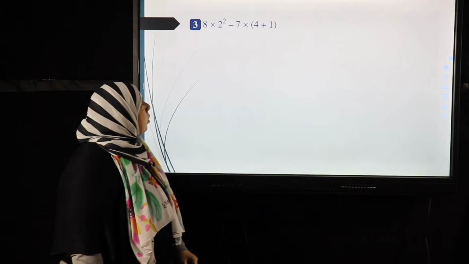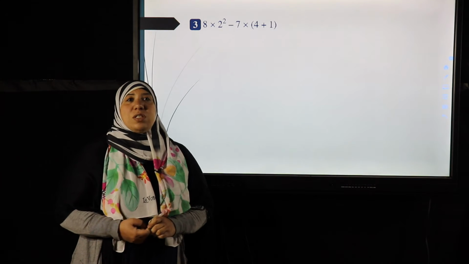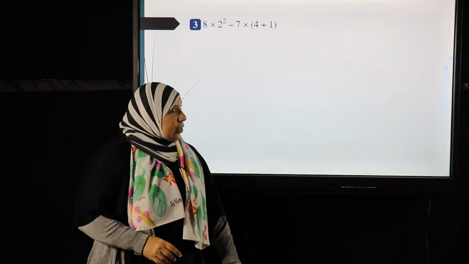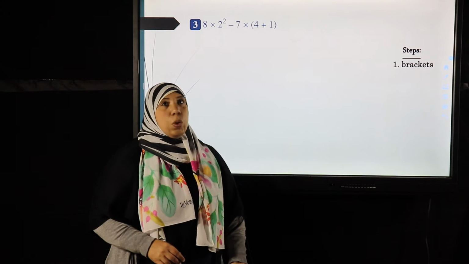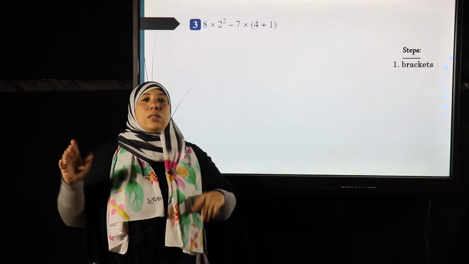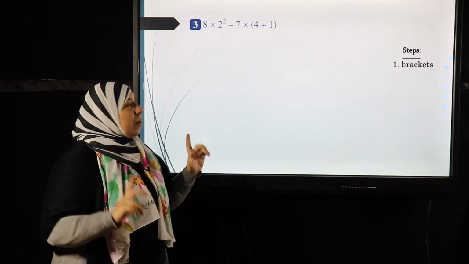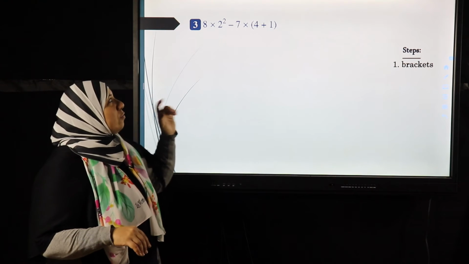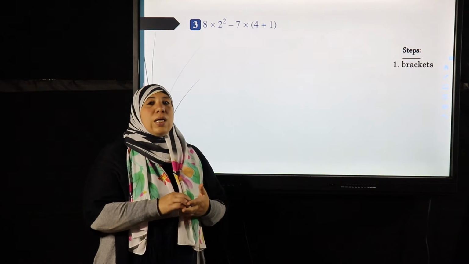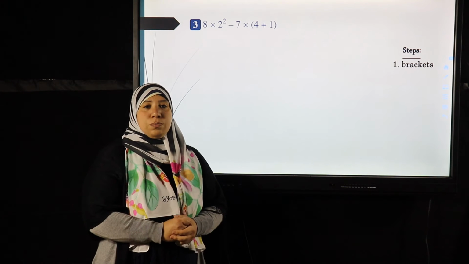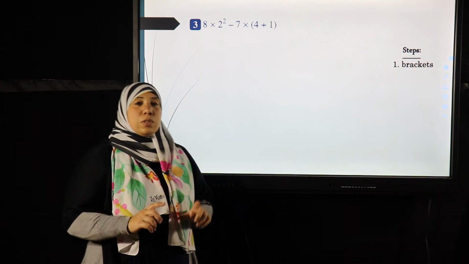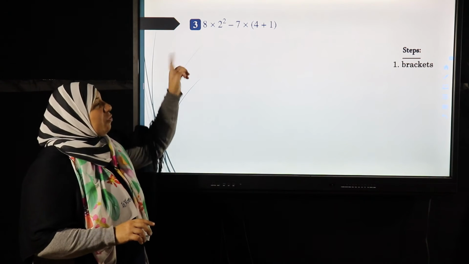Another example. 8 times 2 power 2 minus 7 times, bracket, 4 plus 1. Again, the first here is the bracket. That's why when we find the perimeter of a rectangle, we say length plus width in a bracket, then times 2. So the bracket here is very important, because we have done the plus first. What comes inside the bracket, we do it first, even if it's plus or minus, which is the last step, addition or subtraction.